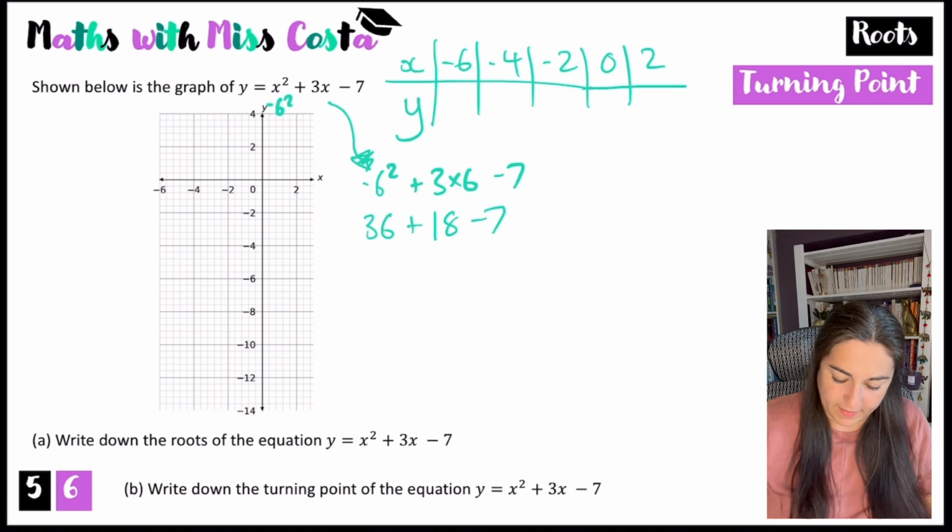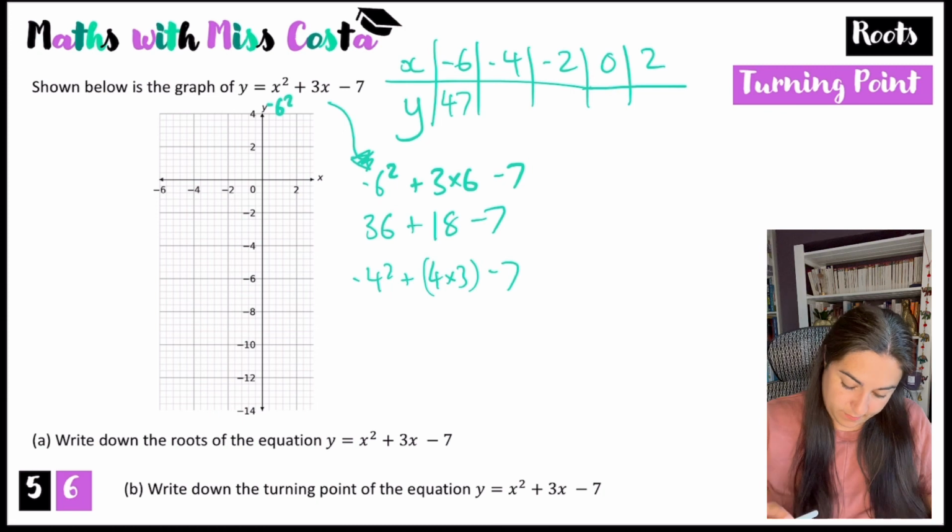So that is way too big and that won't fit on the graph. Try the next one, -4 squared plus 4 times 3, or 3 times 4 I should have written, takes 7. So 16 plus 12 takes 7 is 21. That also won't fit onto the graph.